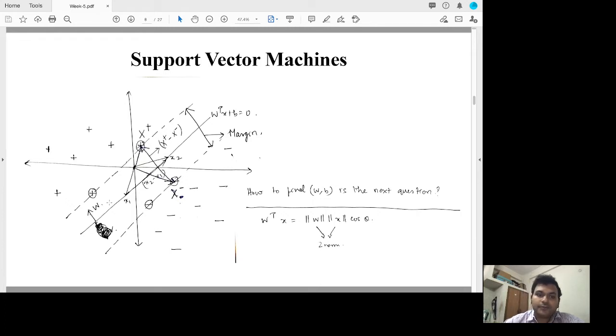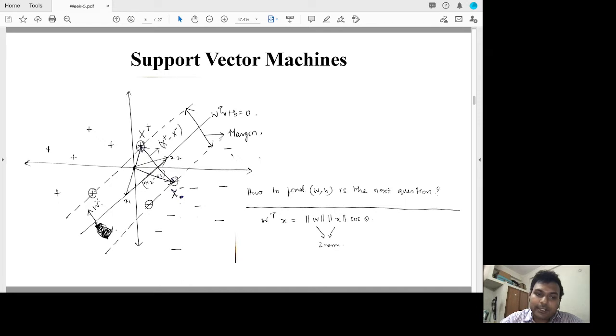Okay. So when you project it onto W, what should be the magnitude of W? We want the margin to be maximum, no? Again, your margin is not W, correct? Your margin is this x plus minus x minus, which is projected onto W. So you have to project it onto W, right?